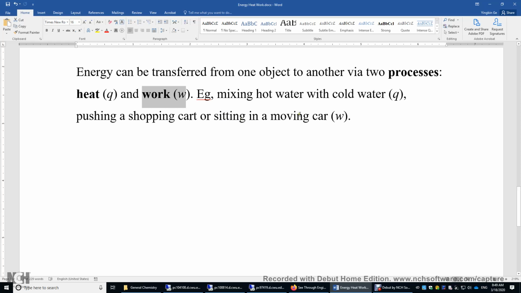What if you are sitting in a moving car? Then the car is doing work to you. Energy is transferred from the car to you.